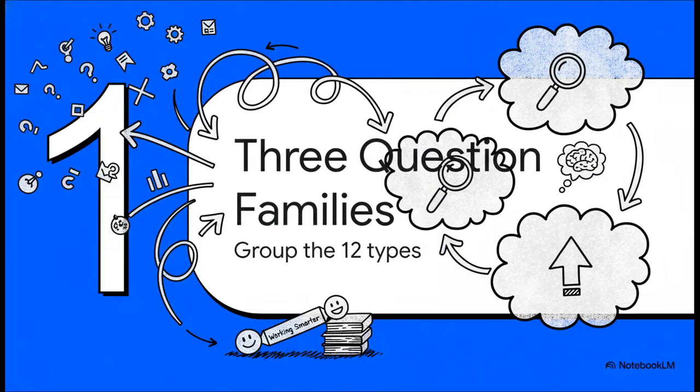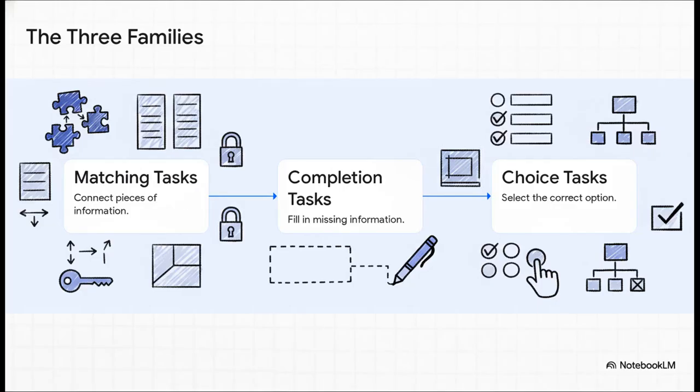test day. All right, so instead of trying to memorize a super long list of 12 different things, we're going to get organized. By grouping all the questions into just 3 logical families, you'll start to see the core skill each one is really testing. It's all about working smarter, not harder. And here they are. These are our 3 families: matching tasks, completion tasks, and choice tasks. Simple, right? Every single one of those 12 question types fits neatly into one of these categories. So let's dive into the first one.